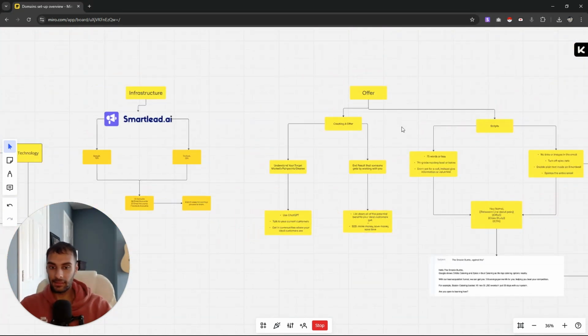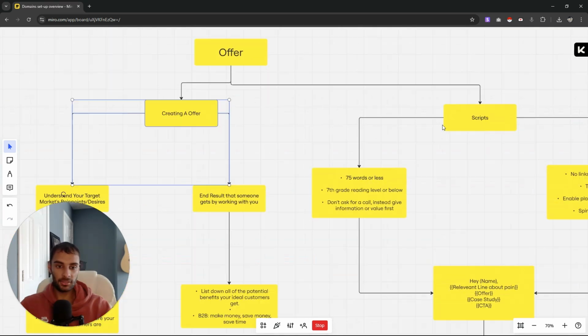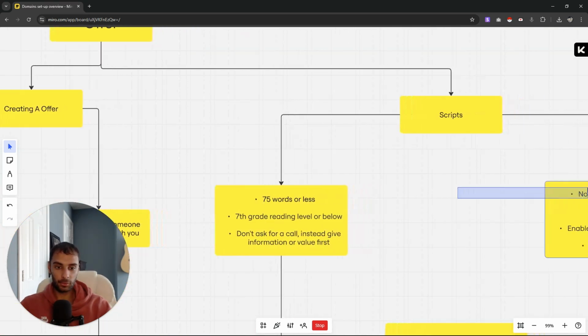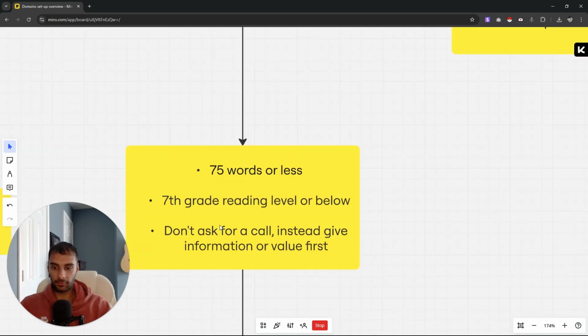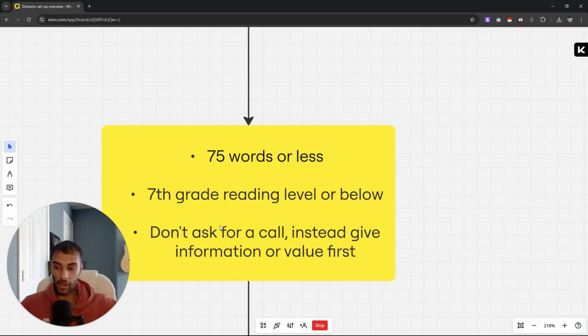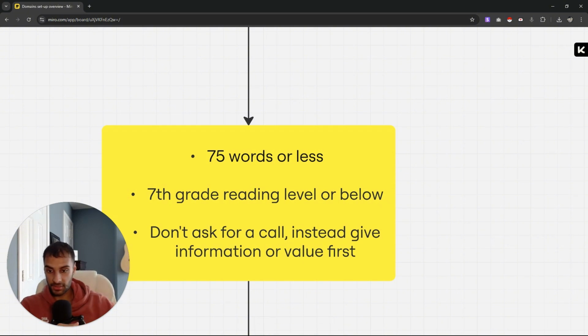Now, that's the creating the offer part. When it comes to scripts, again, there's two main things, right? And I'll get into this side first. So when it comes to actually writing the scripts, you're going to want to make sure that it's 75 words or less, 7th grade reading level or below, and don't ask for a call. Instead, give information or value first.